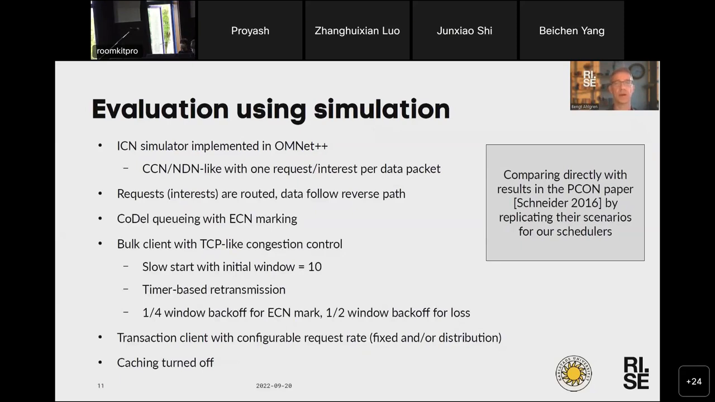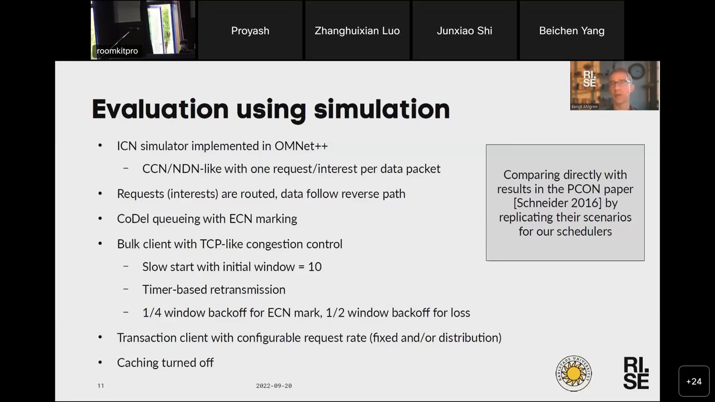We have implemented a bulk client with TCP-like congestion control. It uses slow start with an initial window of 10. We only have timer-based retransmission. When an ECN mark is received, we reduce the window by 1/4, but at a loss, we reduce it by 1/2. We also have a transaction client with a configurable request rate. It can be fixed or according to a distribution. And caching is turned off.